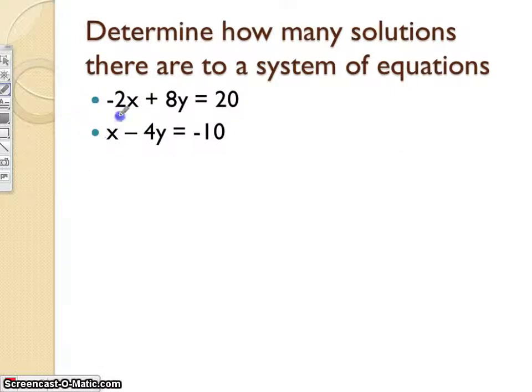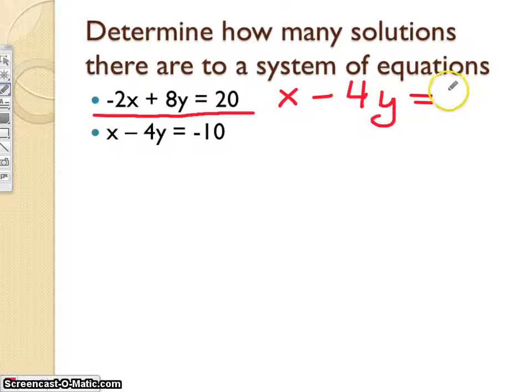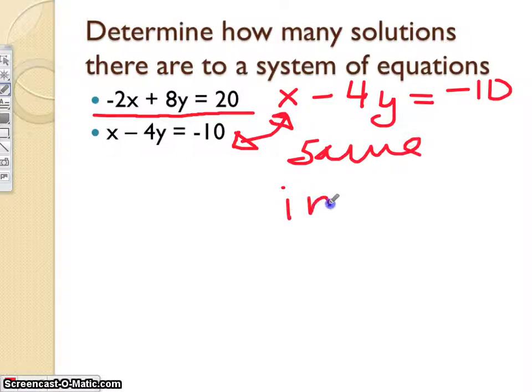I'm going to take the top equation and divide it by -2. That means I will divide each member by -2. -2 divided by -2 gives me a positive x. 8y divided by -2 gives me -4y. 20 divided by -2 gives me -10. Aha! These are the same equation. This is the same line, and there will be an infinite number of solutions because they intersect at every single point of those lines.